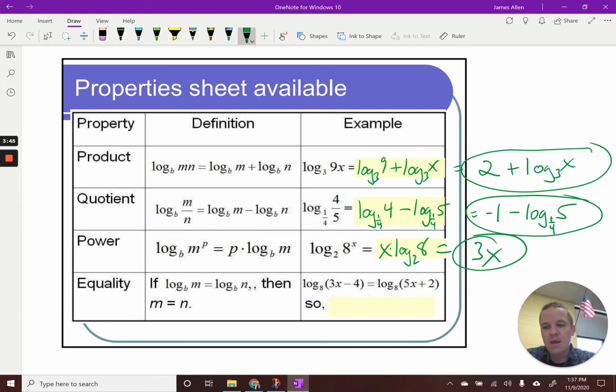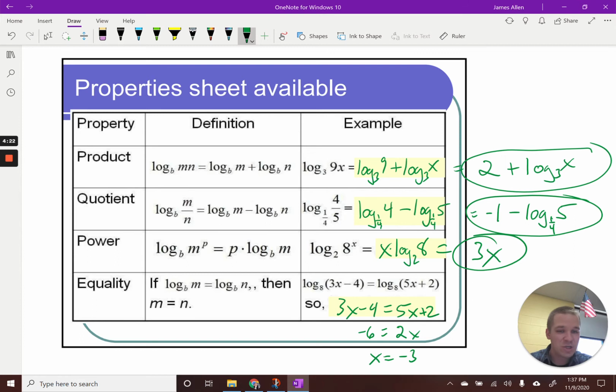Okay. Equality. So if log base b of m equals log base b of n, then we know that the arguments, what's inside the log, m and n, should be equal to each other. So when I have a log equaling a log with the same base, only with the same base, it can't be log base 8 and log base 7. That does not work. It has to be the same base. I can have 3x minus 4 equals 5x plus 2, and I can solve that. I'm going to get 2x over here. If I subtract, I'm going to get -6. So I get x is equal to -3.